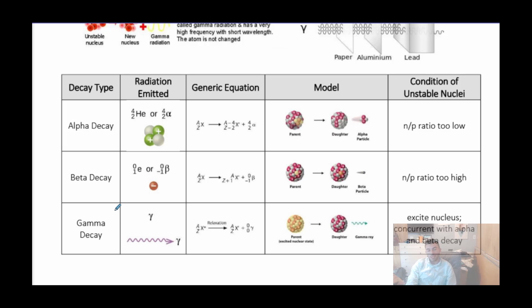And then gamma radiation is just energy, and it's really accompanied with other decays. So whenever something's undergoing alpha decay or beta decay, we'll get gamma radiation to occur as well. Gamma decay does not change the identity of the nucleus because it's not changing the number of protons and neutrons like alpha decay or beta decay is.